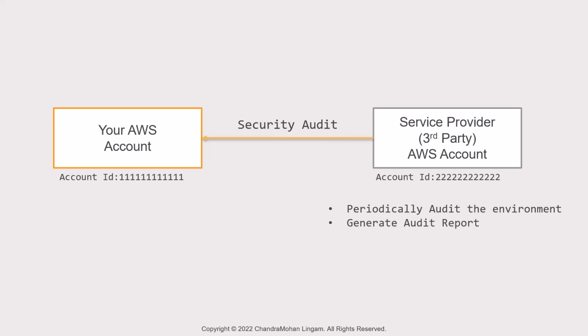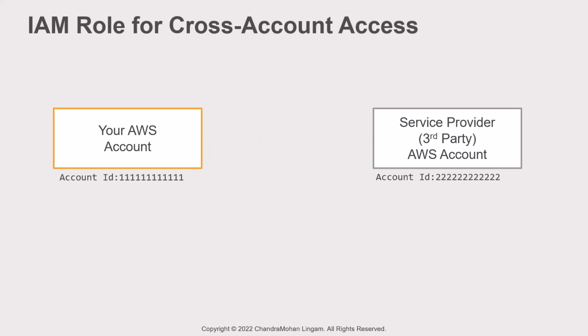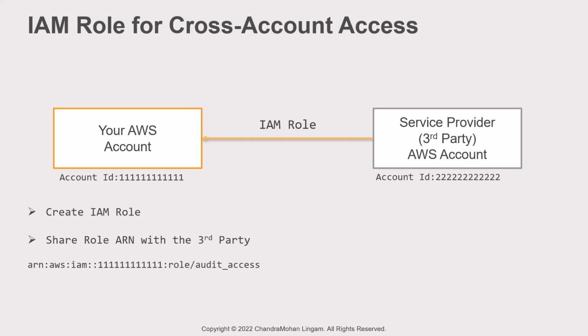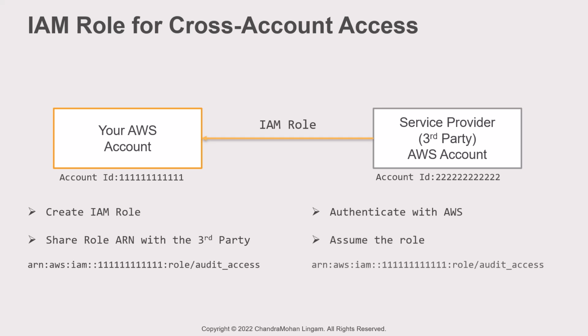Now, the third party needs access to your account. And this type of cross-account access is granted using IAM roles in AWS Cloud. Here, we need to create an IAM role that can be assumed only by this third party, and then you share the IAM role name with the third party. The third party then proves their identity with AWS and assumes the role privileges granted by you to access your environment. The IAM role, in fact, has 2 separate components to it.